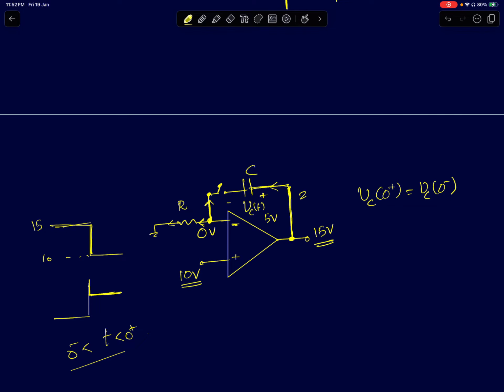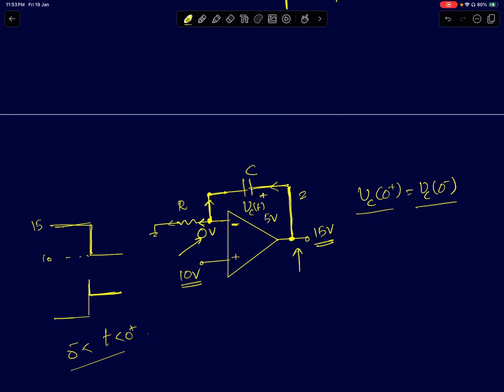Now what happens when you close the switch? So when you close the switch, the circuit reduces to something like this. Now we are supposed to find what happens to these two node voltages. We'll use this simple fact that the capacitor voltage cannot change instantaneously, which means VC of 0 plus and 0 minus are the same.